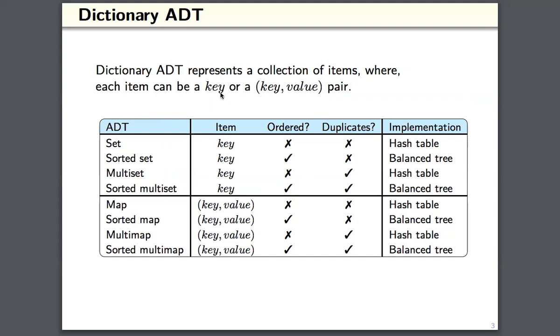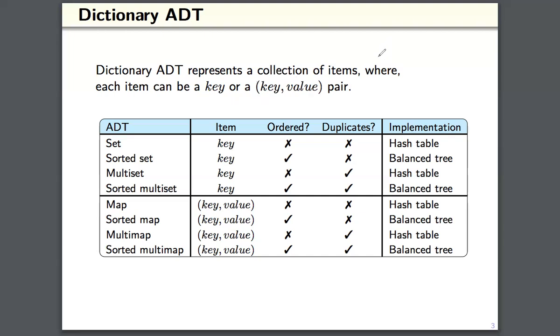Before that, we want to understand the difference between key, key value, sorted, unsorted, set, multi-set, and so on. Let's try to understand all these terms. The dictionary ADT represents a collection of items, where each item can be a key or a key value pair. Why do we need the difference between key and key value pair? We will analyze this later. Assume that keys are unique as of now.